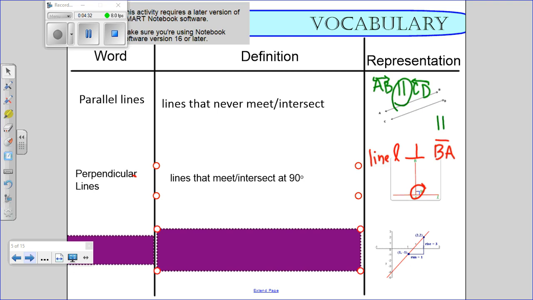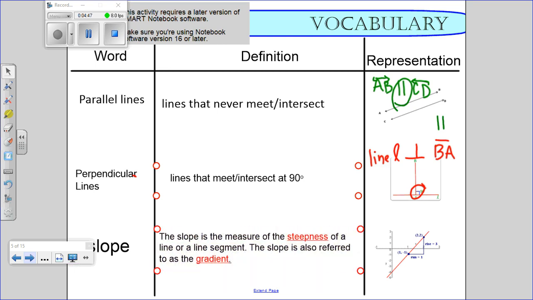And you need to write these in your notes. Write them separately. It's not on this paper. Coming up, our final vocabulary word is slope. This is on your paper. Make sure you are copying this stuff down. So the slope is the measure of steepness of a line or a line segment. The slope is also referred to as the gradient. It is also rise over run. You can see here, rise and run.